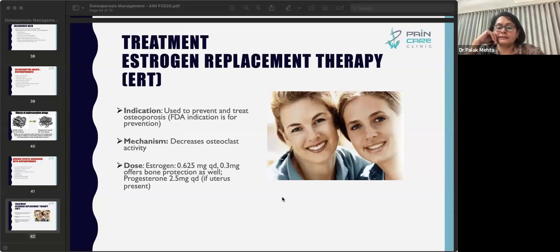Estrogen replacement therapy. To be very honest, normally this hormone replacement therapy should be done in collaboration with the gynecological doctor, because we also need to consider other risk factors. It is used to prevent and treat osteoporosis. So far, the FDA indication is for prevention only. It decreases osteoclast activity. The dose is 0.625 milligram once daily or 0.3 milligram, which offers bone protection as well. Next slide.